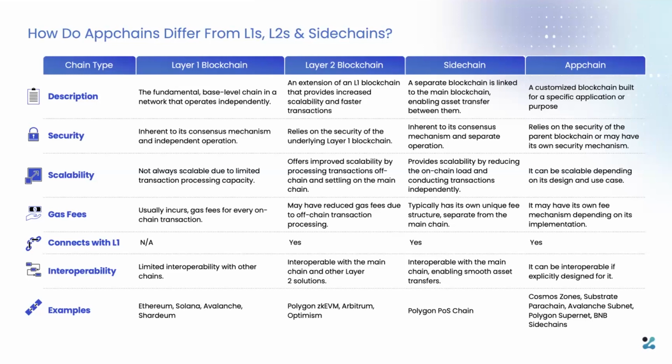Some of the examples, and we'll discuss these in detail, are Substrate parachains, Avalanche subnets, Polygon supernets, BNB side chains, and quite a few other layer 1s who are now coming up with app chains. These are just some names, but today Optimism has launched superchains, and Tezos has launched its own smart chains, which are again rollups. You can build your own app chain using those rollups. So most of the layer 1 protocols are now coming up with app chain infrastructure, so that people can build application specific blockchains on their network.